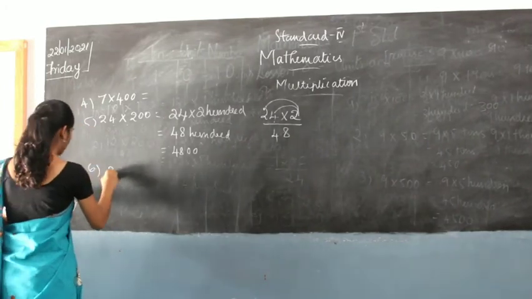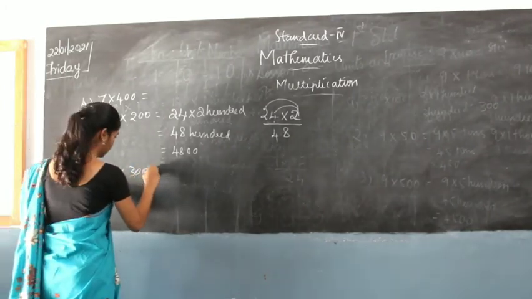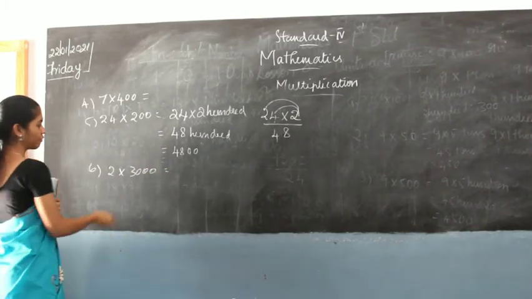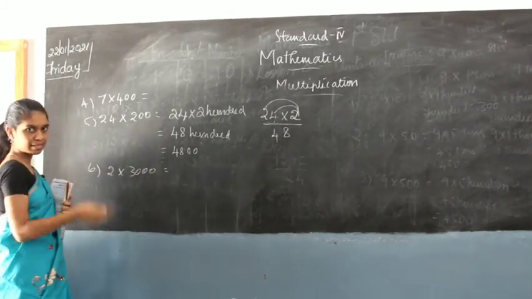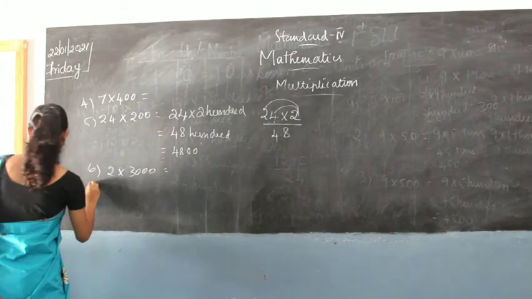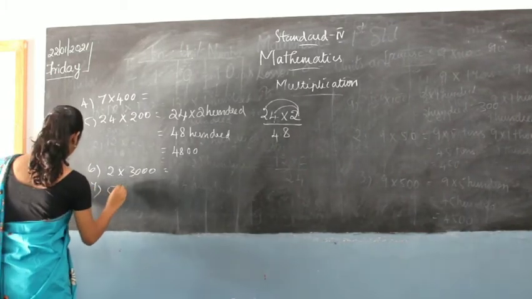sixth one, 2 into 3000. So the same way, you have to multiply 2 into 3. 2 3s are 6000.